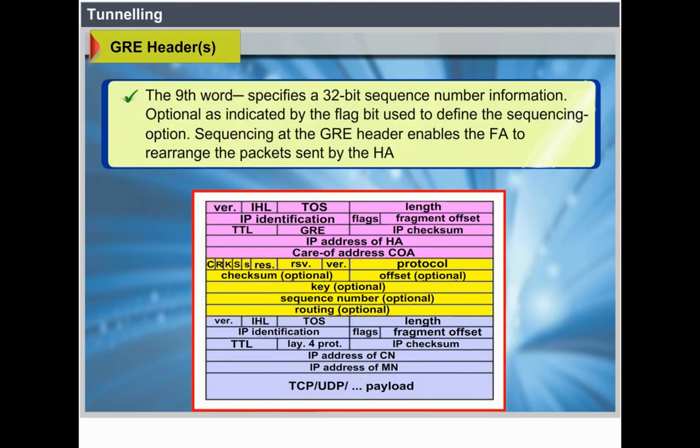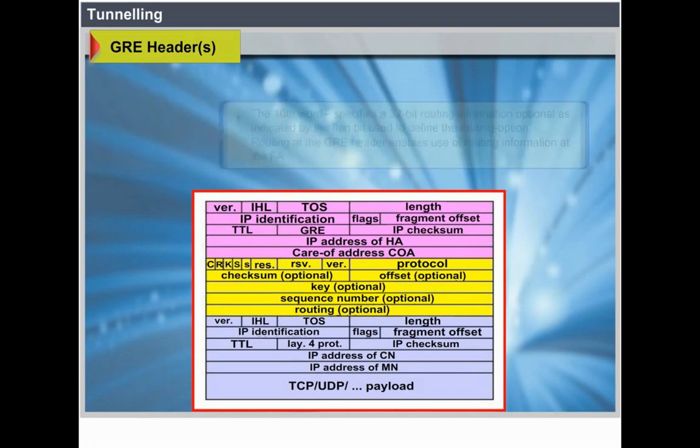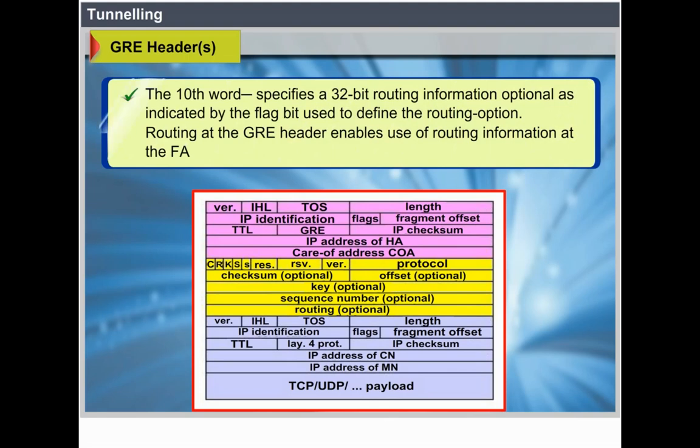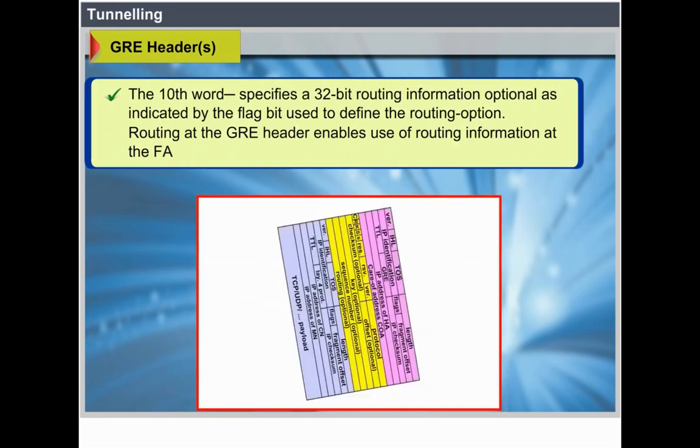The ninth word specifies 32-bit sequence number information, optional as indicated by the flag bit used to define the sequencing option. Sequencing in the GRE header enables the FA to rearrange the packets sent by the HA. The 10th word specifies 32-bit routing information, optional as indicated by the flag bit used to define the routing option. Routing in the GRE header enables use of routing information at the FA.